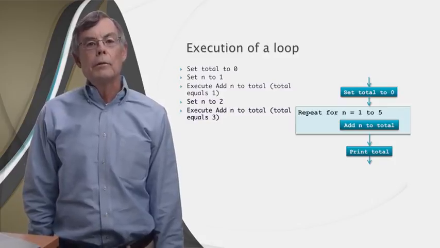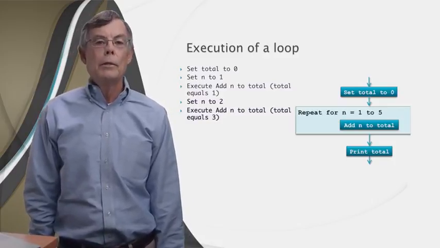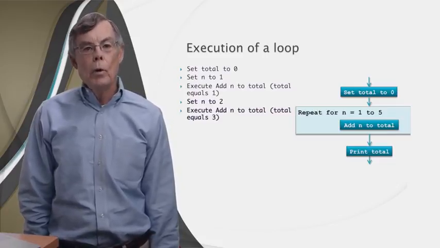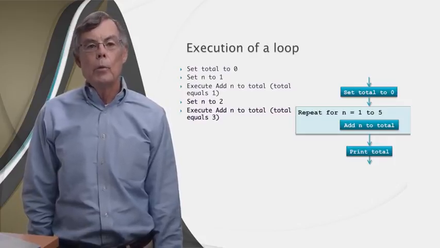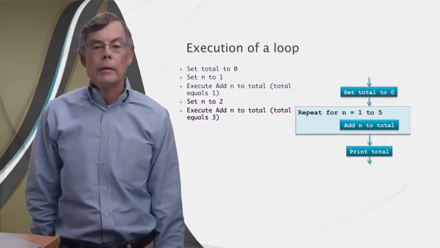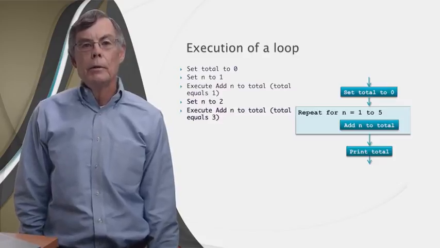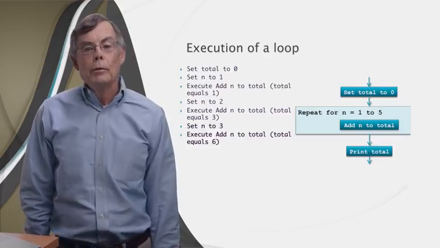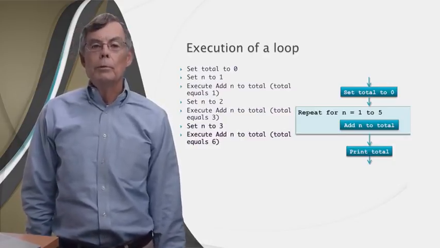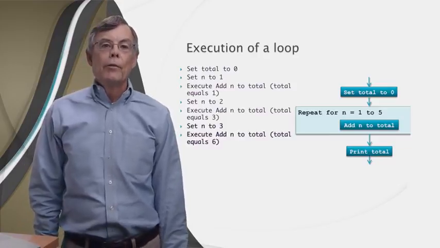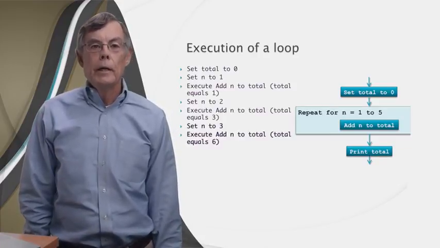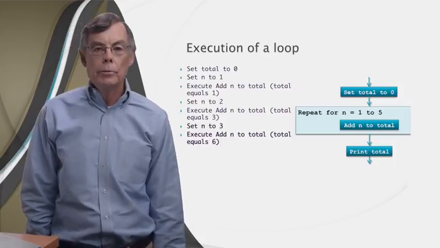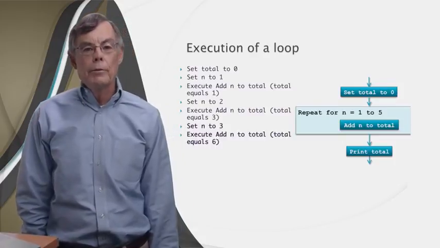This time n is set to the second value in the list, which happens to be 2. Again, n is added to total. Now total equals 1 and n equals 2, so total equals 1 plus 2, which equals 3. That completes the second iteration of the loop. Bored yet? Me too. Don't say I didn't warn you, but we need to go through this for at least one loop. Okay, for the third iteration, n is set to 3. Again, n is added to total. Total equals 3, n equals 3, so total equals 6. That completes the third iteration of the loop.